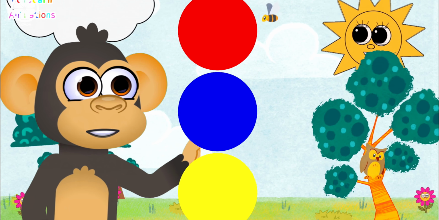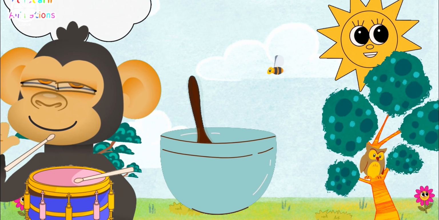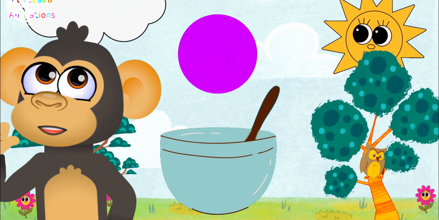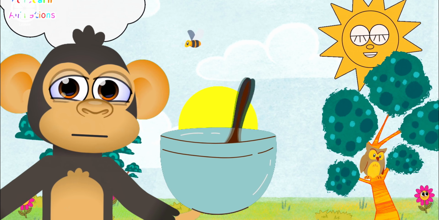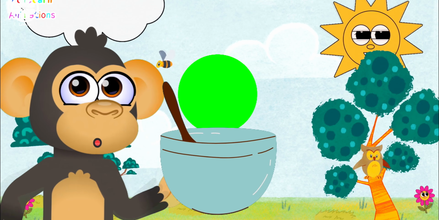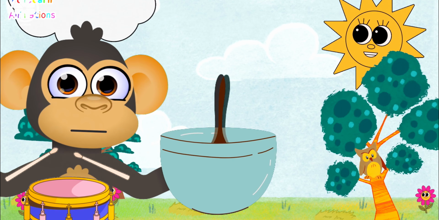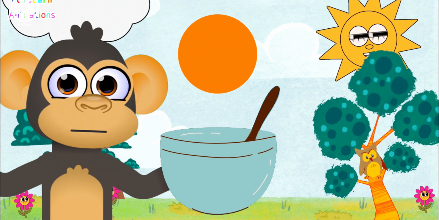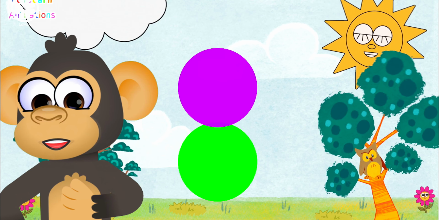Now let's see what happens when we mix these primary colors. When we mix red and blue, we get purple. And what about mixing blue and yellow? That's right, we get green. Lastly, when we mix red and yellow, we create orange. Amazing, isn't it? So now we have 3 new colors, purple, green, and orange.